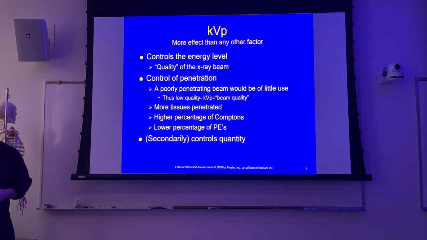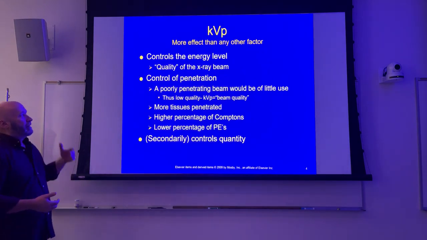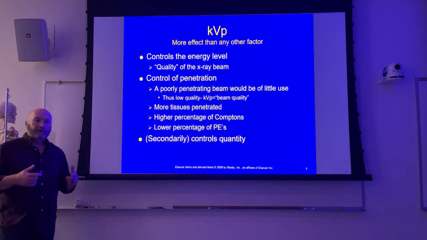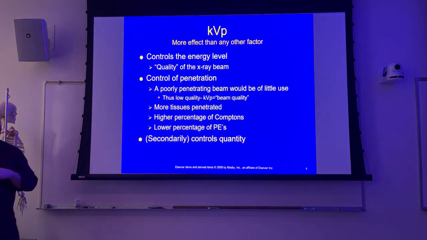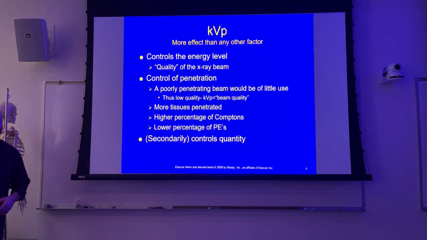So kVp does a lot of stuff. There's nothing really that kVp doesn't touch as far as the beam spectrum goes, with the exception of the minimum energy, which is filtration. So as we change our kVp, we change the average, we change the peak energy, and we change the quantity of X-rays that we create. So everything changes. It controls the energy level, which is our peak energy, but it also changes the average as well. So peak energy and average energy are our quality of the X-ray beam, our energy level.